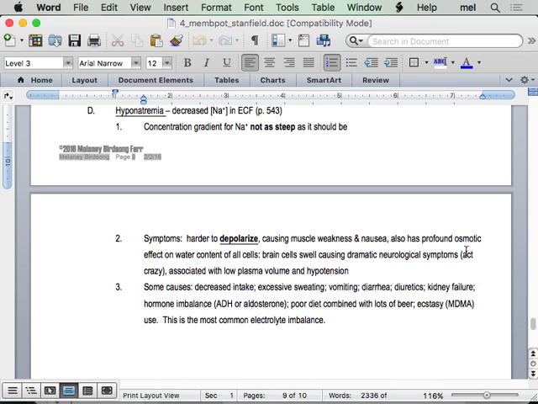So sweating, vomiting, diarrhea, and diuretics. Kidney failure could also do it. Hormone imbalances, poor diet combined with lots of beer. And beer is worse than other alcohols because there's more water in it. So shots of tequila are far more effective, right?